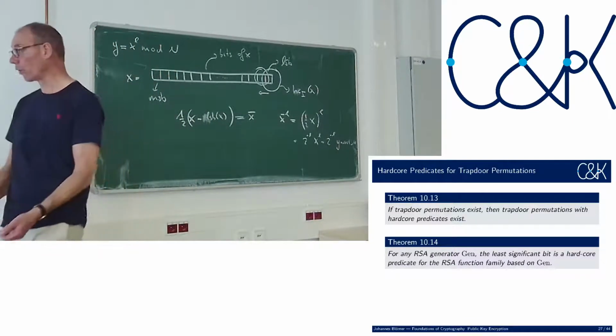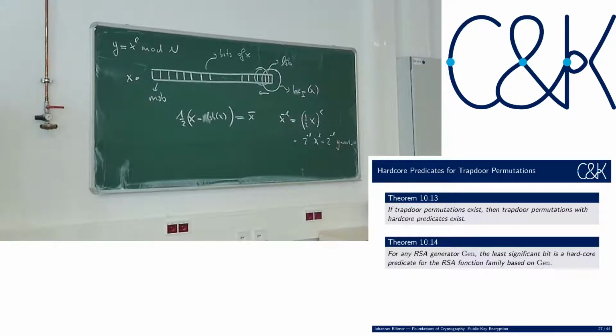And that's how you show this theorem. In particular, you show that if this was not a hardcore predicate, you could actually invert the RSA function relative to your generator.